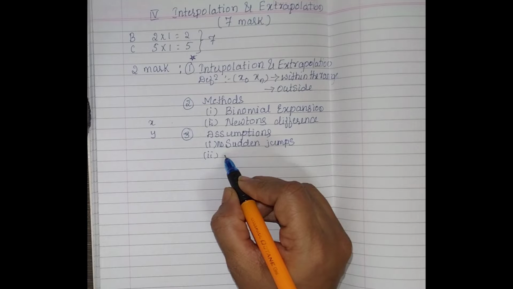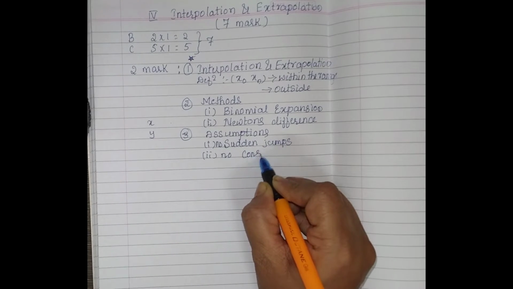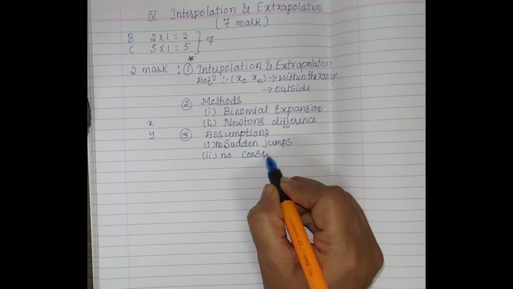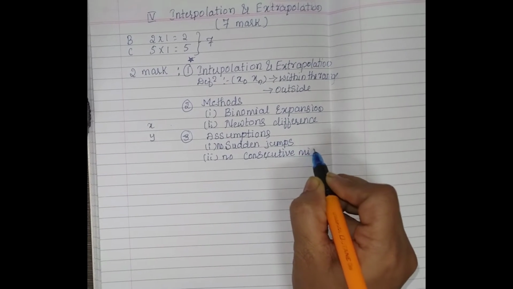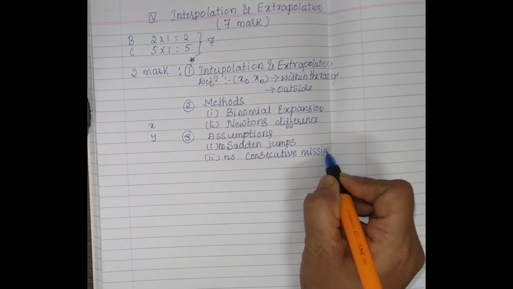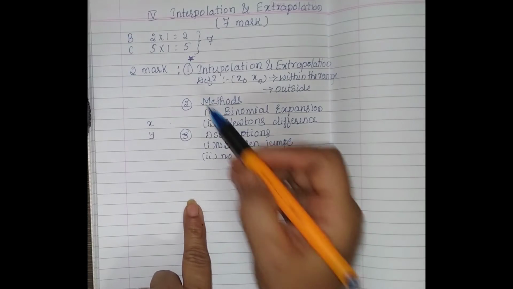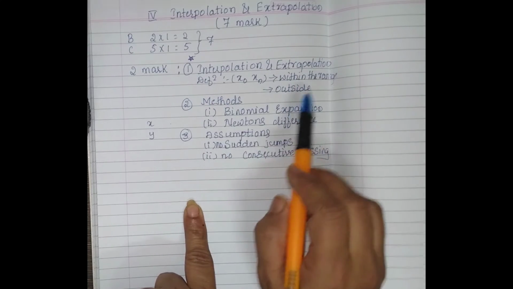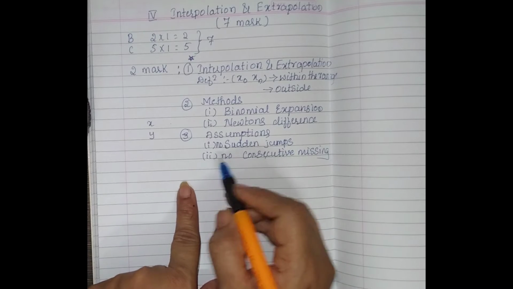The other one: no consecutive missing values. No consecutive missing values over here. Just observe: the first question is interpolation and extrapolation, the second is methods, the third is assumptions. You have to write these.